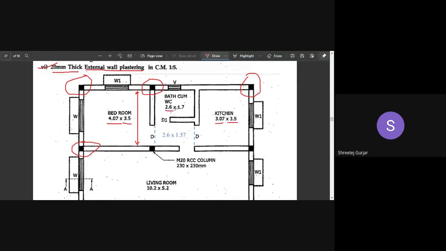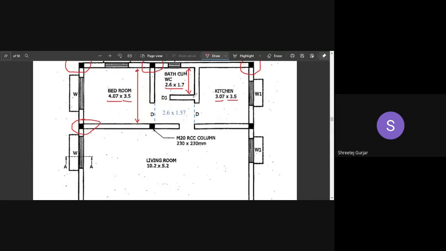This is 2.6 by 1.7. The length is 2.6 and the breadth is 1.7. They have not provided the dimensions of this passage part. So what I have done, I have calculated and divided it. The dimensions are always given in mm, so what I have done is divided it accordingly.